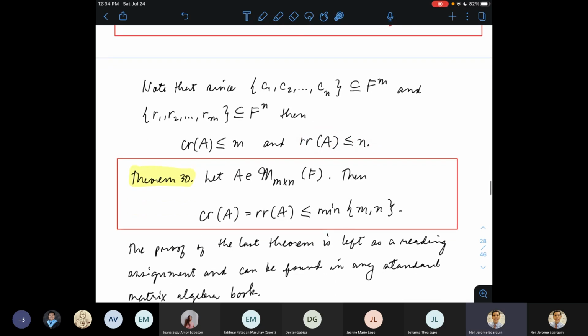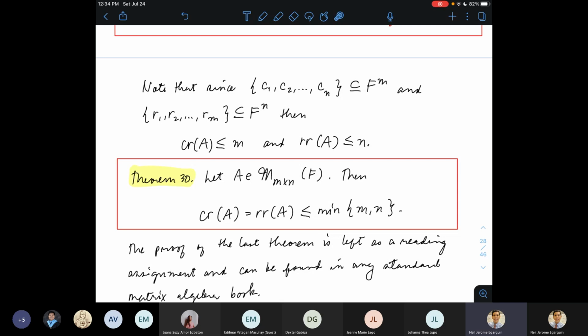Theorem 30, the first part, tells us that the column and the row rank are equal to each other. Pero yung column rank ay dapat mas maliit or equal sa m, yung row rank mas maliit or equal sa n, so therefore their common value must be less than or equal to the smaller number between m and n. So kung meron kang m by n matrix, kunin mo kung ano yung mas malaki, number of rows, number of columns. Kung alin yung mas maliit, siya yung magiging maximum possible value for the column and the row rank. Kasi yung column and row rank are equal to each other. Okay?